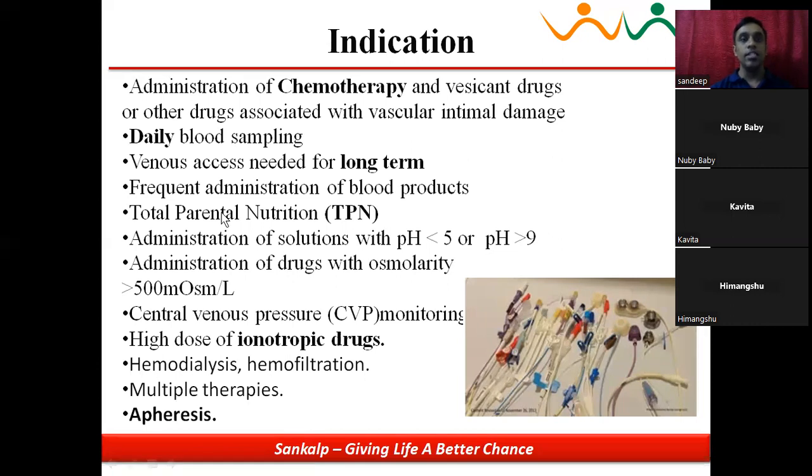And next is daily blood sampling. Those who need daily long-term blood sampling need central line insertion. Also, venous access needed for a long time. If somebody needs long-term venous access for treatment purposes, such patients also we are going to insert central lines. And frequent administration of blood products.